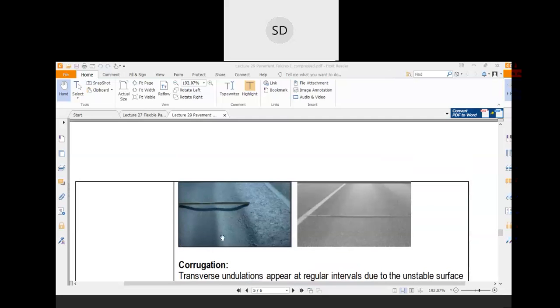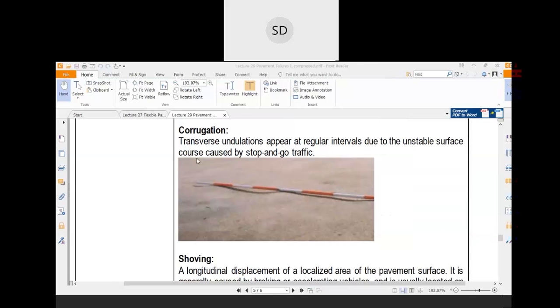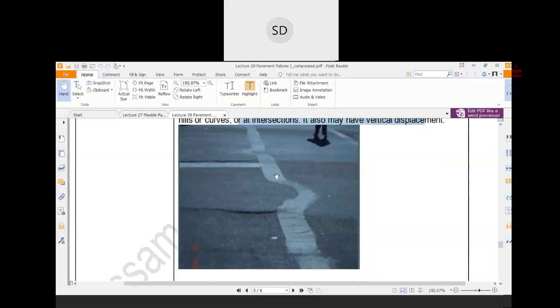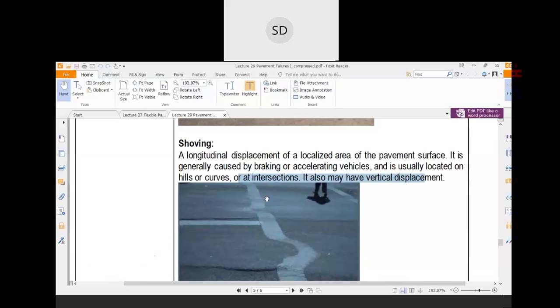Now corrugation, so rutting is in the longitudinal direction and corrugation is in the transverse direction, and it would be like your corrugated iron sheet. Then shoving, showing a longitudinal displacement of a localized area of the pavement surface. It is generally caused by braking or accelerating vehicles and is usually located on hills or curves or at intersections. It also may have vertical displacement. So see, these portions of the road got displaced. Okay, and this type of failure may occur due to excessive speed or braking conditions or accelerating vehicles and usually located on hills or curves.